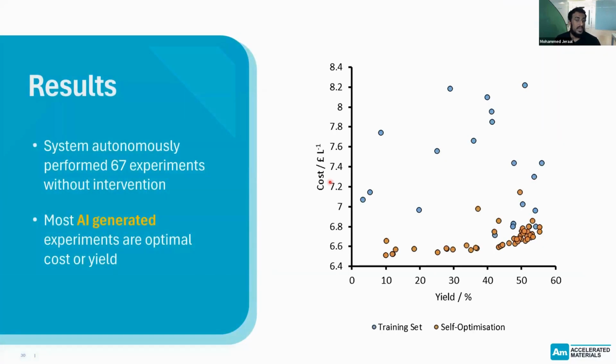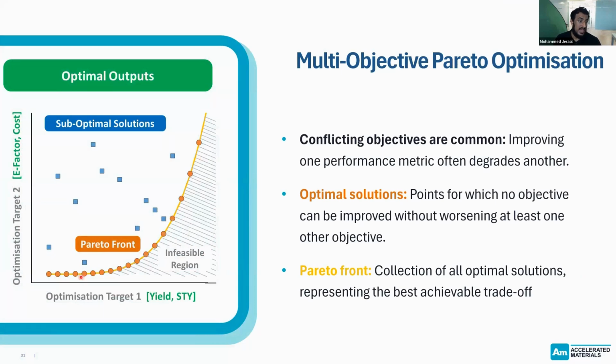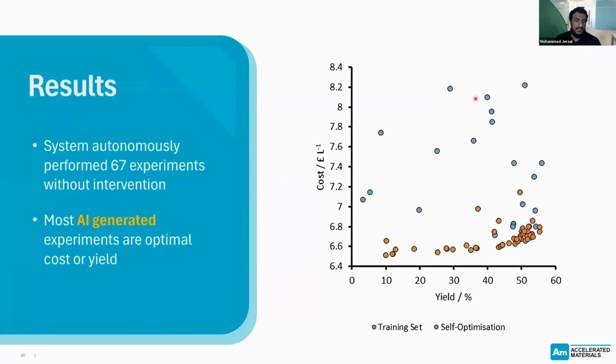But for this optimization, we can see the results of it here. The system performed 67 experiments without any human intervention. There were 20 blue training experiments and 47 orange optimization experiments. And if we look at the shape of this, where we're trying to maximize the yield, minimize cost, and reach this region here, we can see that the shape of the plot is very similar to this ideal plot that we had here, where once we've given the system the initial data set, it instantly knows where the optimal experiments are. And rather than having to search, it can just begin to fill up this Pareto front to give you those optimal reaction conditions.